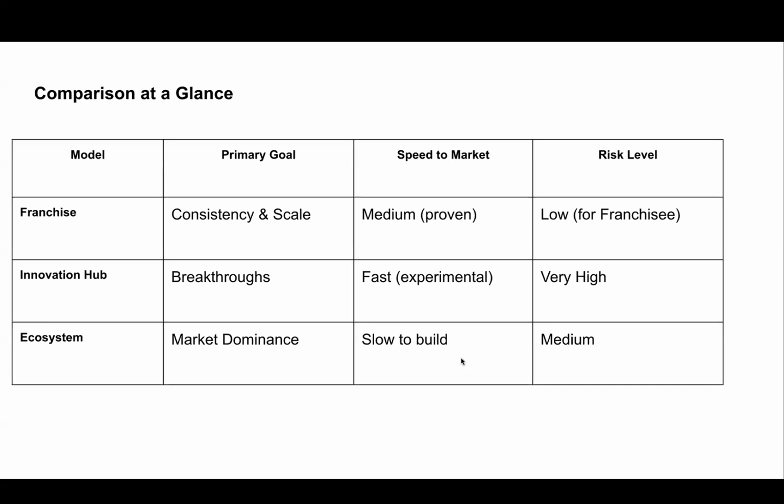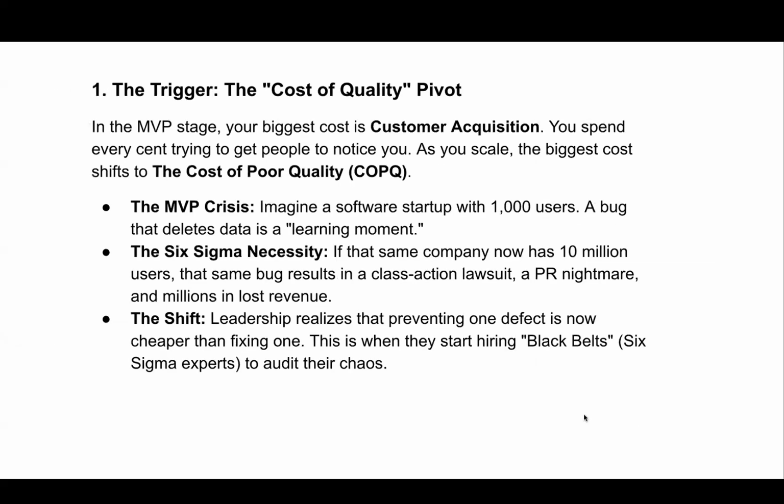And this will be, again, a slow to build and kind of a medium risk level. It probably falls more in line with Six Sigma than MVP. So here's one of the things that we talk about with MVP, because where you're investing your money with MVP is you're trying to acquire customers. So you spend all your money to get to that. But then what happens is when you are trying to scale up, the cost of poor quality is what can be very, very harmful.